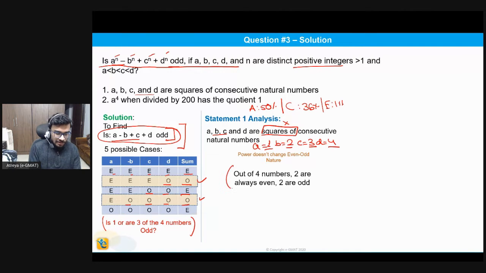Now, using this information, can we answer the question: is one of these numbers odd, or are three of these numbers odd, or not? Now we know that two are odd and two are even. We can answer this question, right? That no, one of them is not odd, three of them are not odd. Since I can answer this question, I can easily say that the first statement is sufficient to get me to that answer of mine.